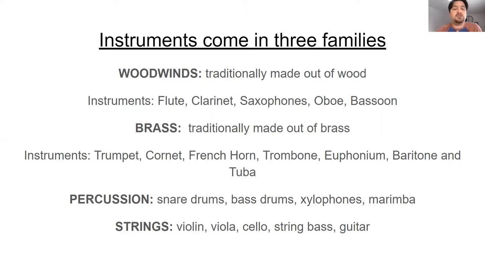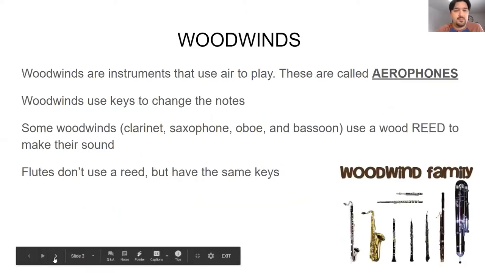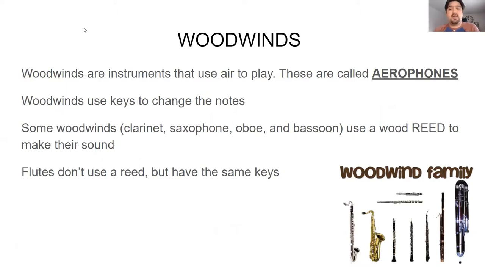So today we're going to talk about the woodwind family. So woodwinds are instruments that use air to play. These are called aerophones, which is a fancy way of saying you blow into them and they make their sound. Now, woodwinds use keys to change the note. It's kind of hard to see on this picture here, but as we get closer looks at some of the instruments, you'll see that they have buttons on them, either like this or like this if it's a flute or anything else. And those different buttons are called keys. The keys cover the holes in the instruments that change the notes.